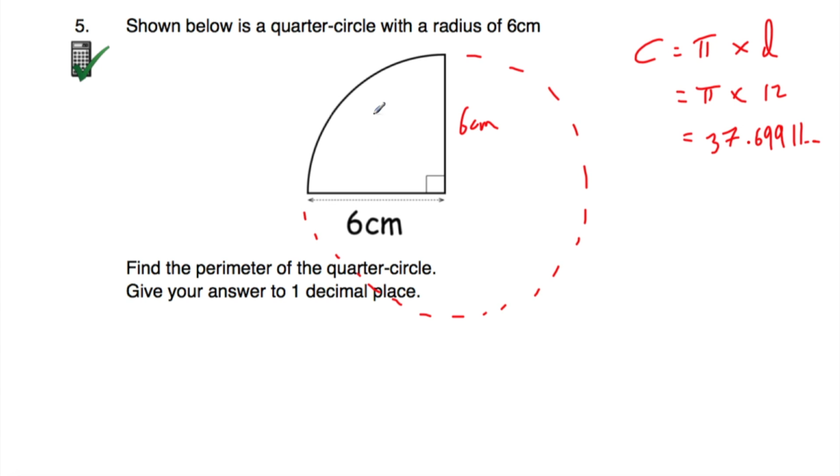37.69911 and so on centimeters. So that's the circumference of the whole circle. We want to find just the length of this arc, this quarter of the whole circumference. So we're going to do 37.699 and so on, divided by 4. That's on my calculator display, so I can just press divided by 4. Or remember, you could use 12 pi and just do divided by 4.